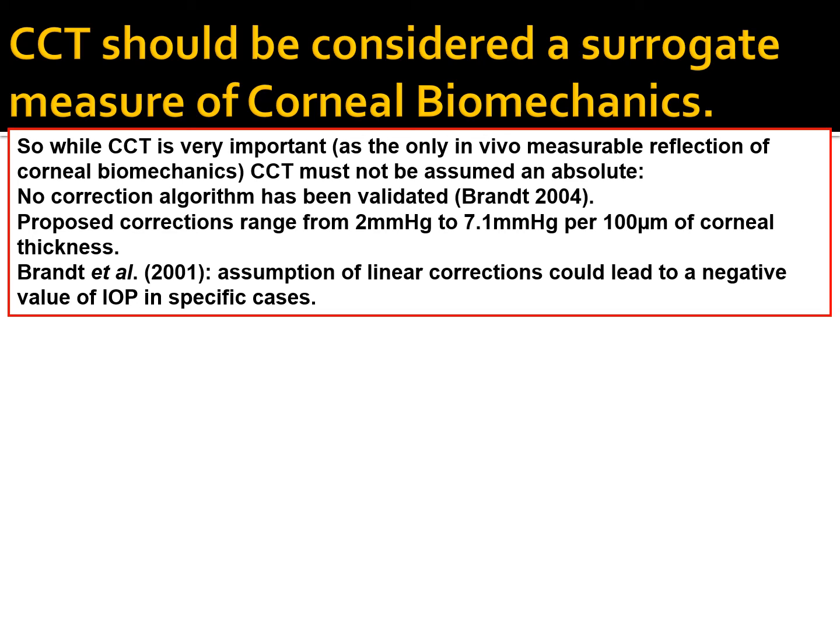No correction algorithm has been validated, says Brandt, and proposed corrections range from 2 to 7 millimeters of mercury per 100 microns of corneal thickness. And Brandt even showed that the assumption of linear correlations could lead to a negative value of IOP in specific cases when you do the correction. So, and this was the whole drive in the early 21st century, was to come up with this nice algorithm where we could correct GAT readings for the variability that CCT created. But it turned out that it didn't really work.